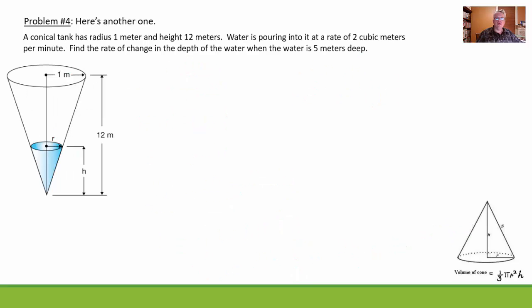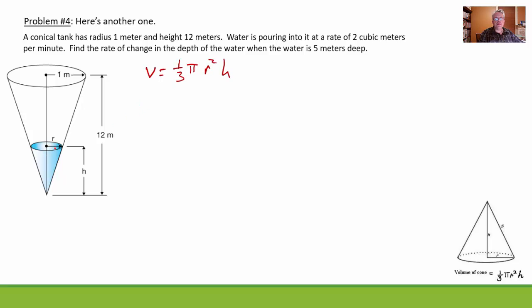Well, we're up to our last example. Okay, so again, we have a conical tank, radius 1 meter and height 12 meters. Water is pouring in at a rate of 2 cubic meters per minute. Find the rate of change in the depth of the water when the water is 5 meters deep. Okay, here it goes again. Volume equals 1/3 pi r squared h.